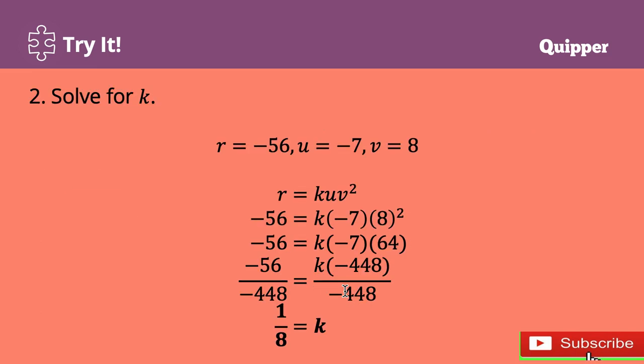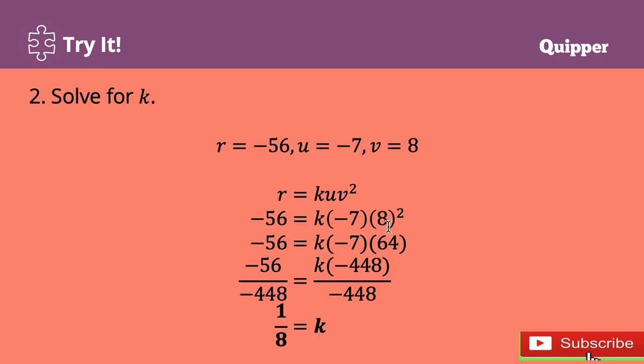Okay, let's continue. Solve for k using the values of r, u, and v. Then substitute it in our equation. r is equal to k u times v squared. And we have negative 56 is equal to k times negative 7 times the square of 8.